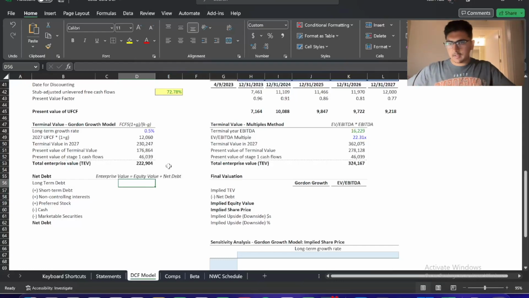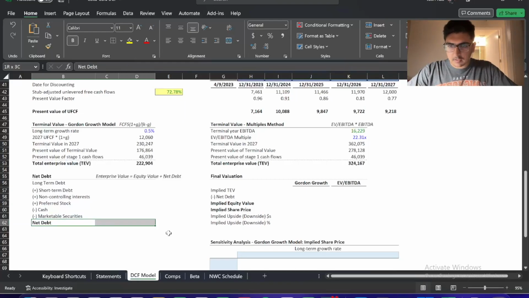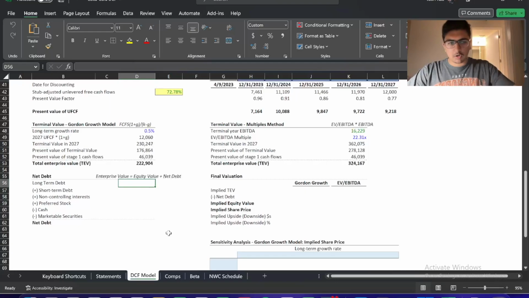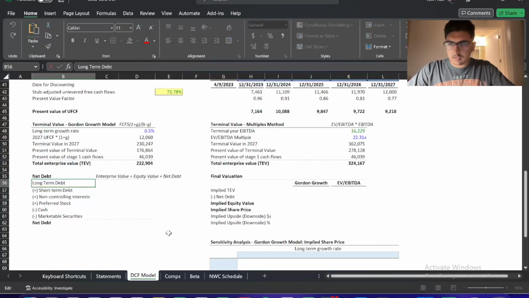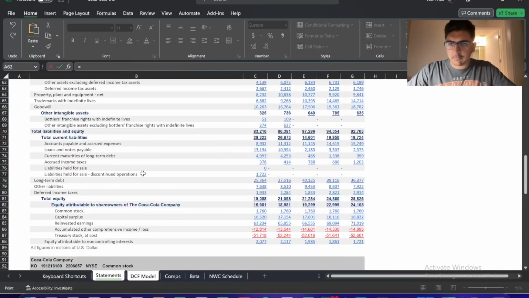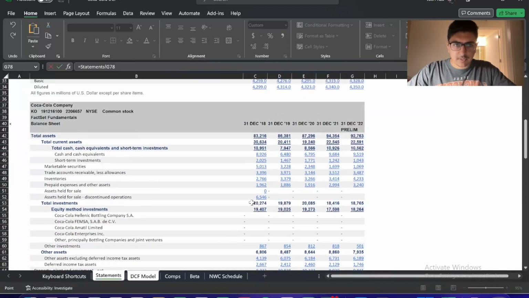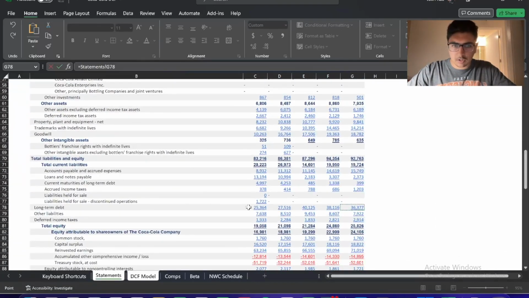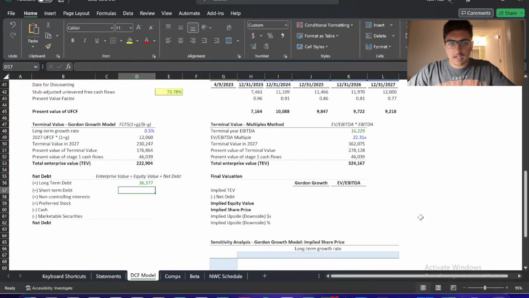So let's actually get that. So how do we calculate net debt? Over here, I'm going to make a quick border. So start with our long-term debt. Add long-term debt, sorry. So the company's long-term debt, we can go to our statements. The most recent long-term debt is right here. 2022 preliminary long-term debt, 36 billion.